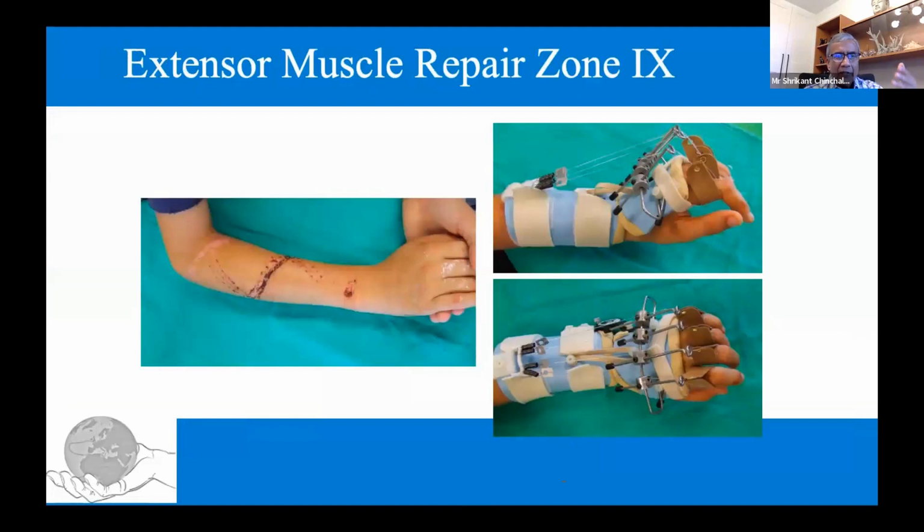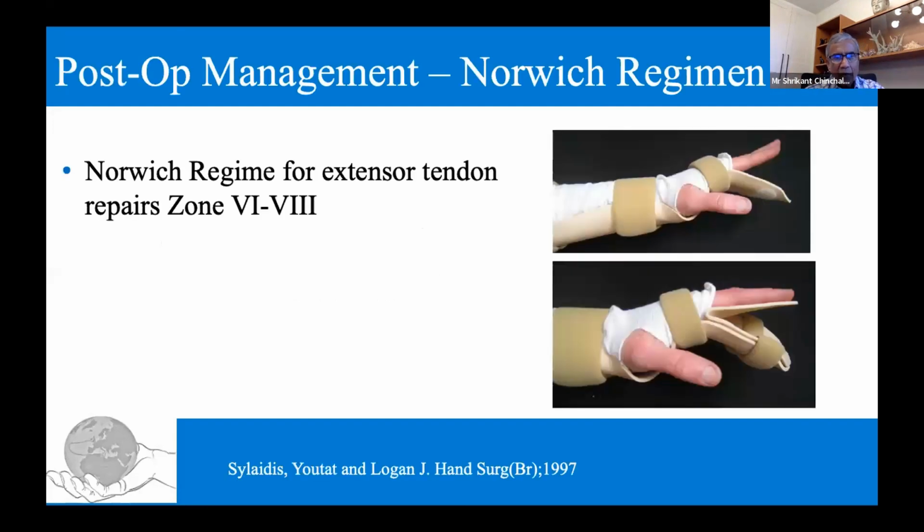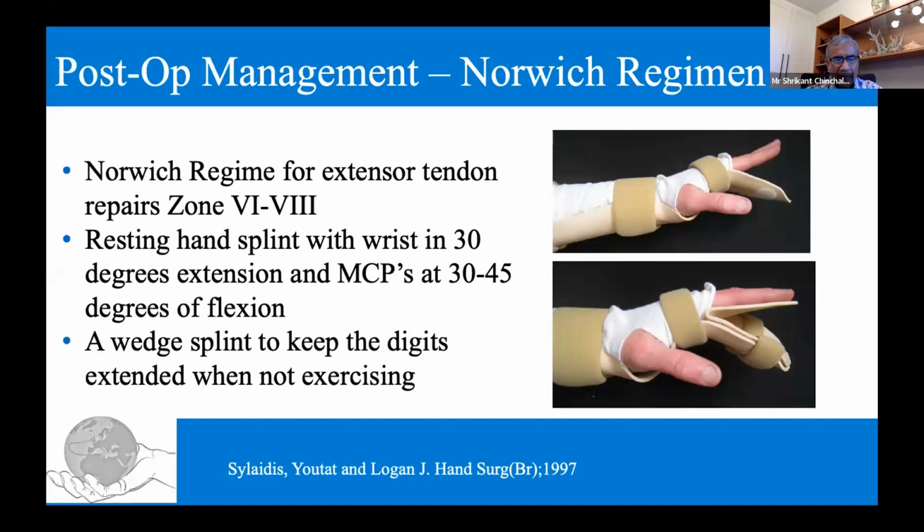And then similarly, we treated zone 9 repairs as well, where you have muscle belly repair as well. So there are various programs that discuss extensor tendon management a bit differently. Post-operatively, there's a Norwich regime introduced by Sylaidis and the group. They provided these patients with the resting hand splint with wrist in about 30 degrees of extension, MCPs at about 30 to 45 degrees of flexion.